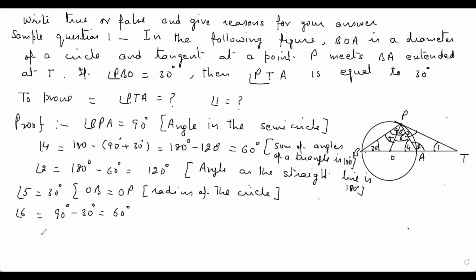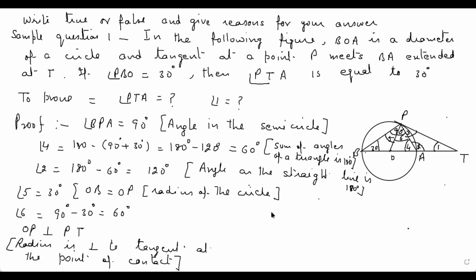Now OP is perpendicular to PT. Radius is perpendicular to the tangent at the point of contact. So it implies angle 6 plus angle 3 is equal to 90 degrees. Angle 6 is equal to 60 degrees. It means angle 3 is equal to 90 minus 60 degrees, which means 30 degrees.